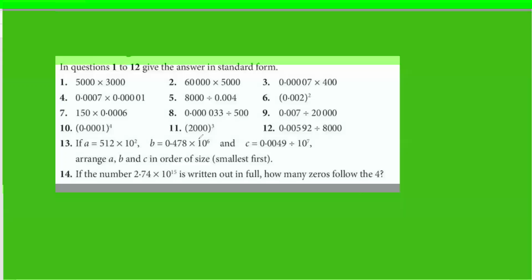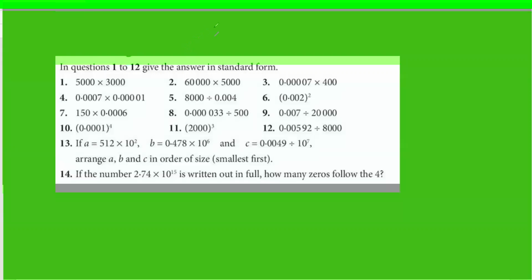Children, we'll see how to perform the four operations on the numbers written in standard form. We'll first discuss how to multiply and divide them, and then we'll go on to addition and subtraction. That was the purpose of learning standard form.